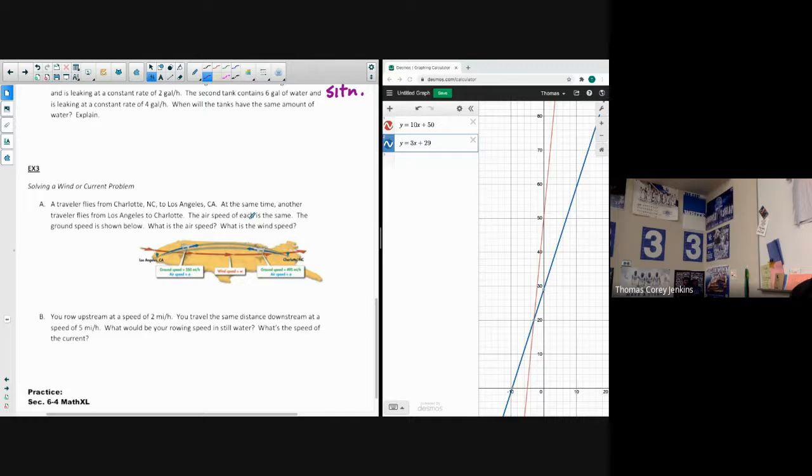All right, so here's how you want to set these up. First of all, defining your variables is a little bit easier on this one because it asks me directly what the airspeed is and what the wind speed is. So we'll just let x be the airspeed. Actually, airspeed would depend on the wind speed, so let's flip that around. Let y be the airspeed, and x is going to be the wind speed.